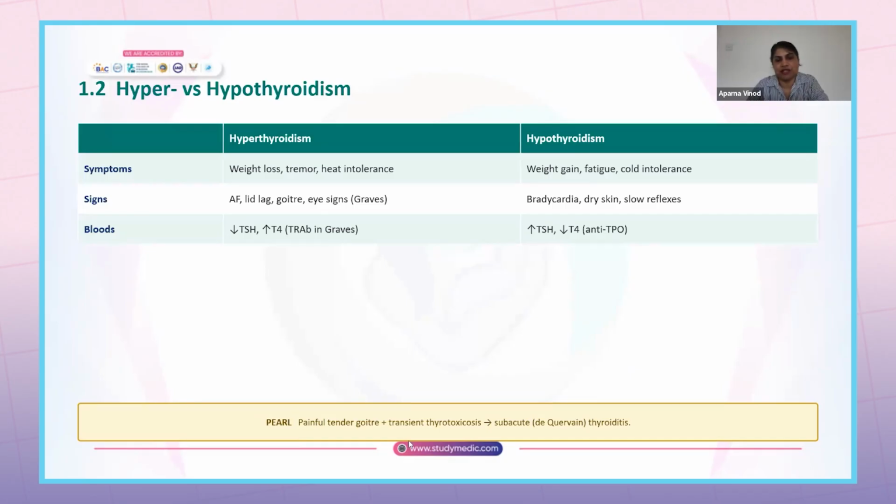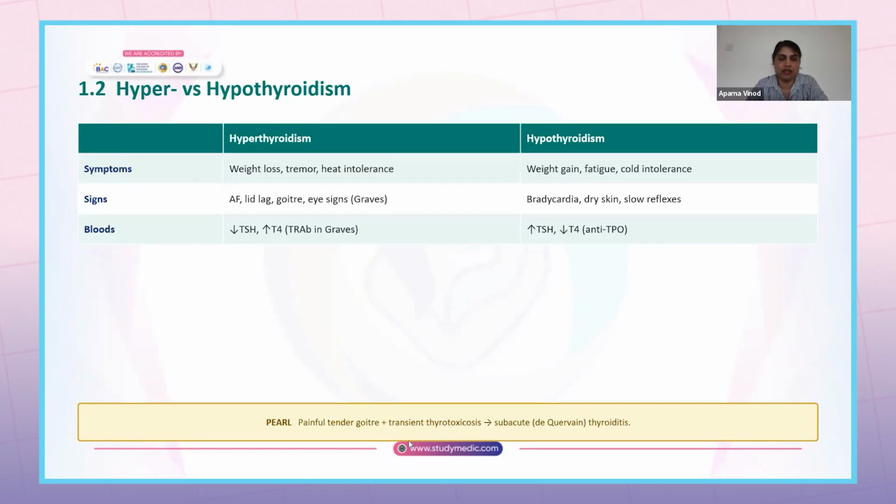This is a pictograph, again a table, trying to differentiate between hyperthyroidism and hypothyroidism. The symptoms are very familiar to all of us. In hyperthyroidism, it is increased metabolism, so you will have weight loss, fine tremor, heat intolerance, and period abnormalities, whereas in hypothyroidism, there is decreased metabolic activity. So there will be weight gain, fatigue, and the patient will report cold intolerance.